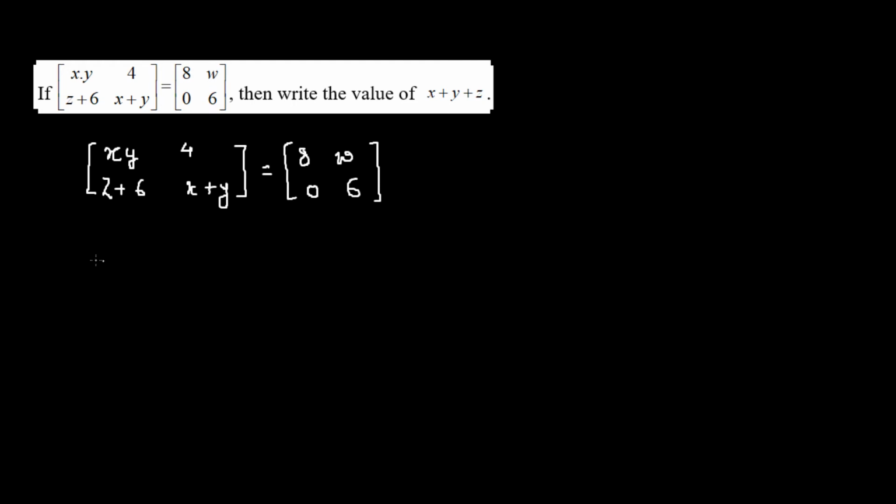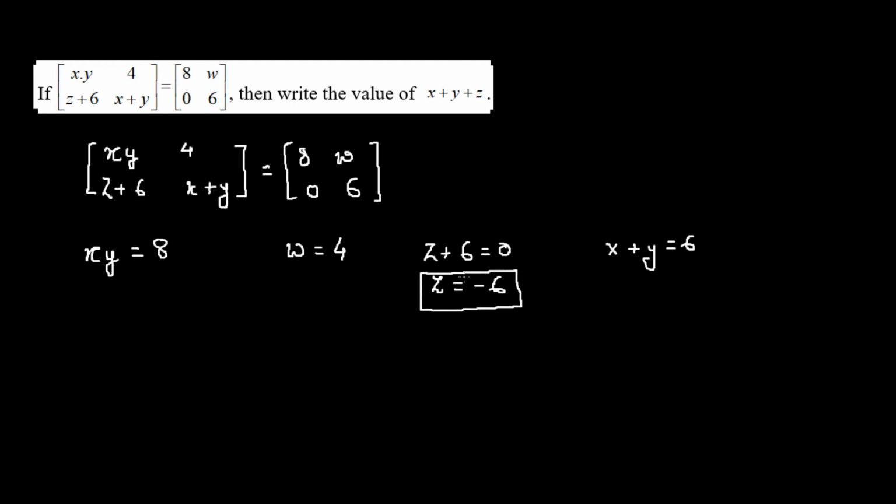Then we equate the elements. That should give us x times y is equal to 8, w is equal to 4, z plus 6 equals 0, and x plus y equals 6. Now to find the value of x plus y plus z, we need to find out x and y. Z will be very simple, so we subtract 6 from both sides. That will give us z equals negative 6. Let me mark it.